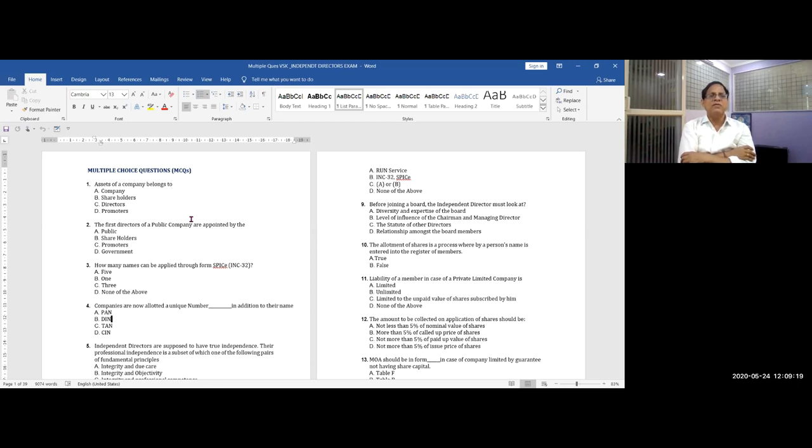Now, how many names can be applied through form INC 32? Every one director must apply through one form. Companies are now allotted a unique number, the CIN, in addition to their name. CIN stands for corporate identity number, and this is a 21-digit alphanumeric number, that we all know.